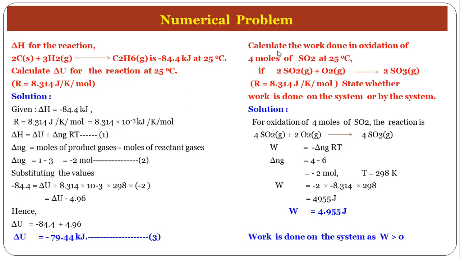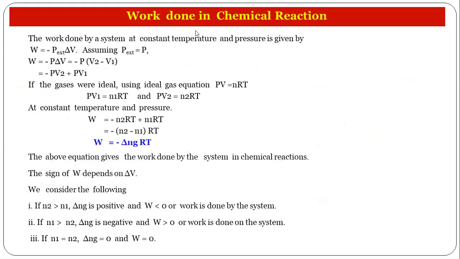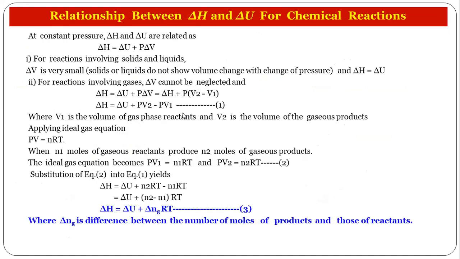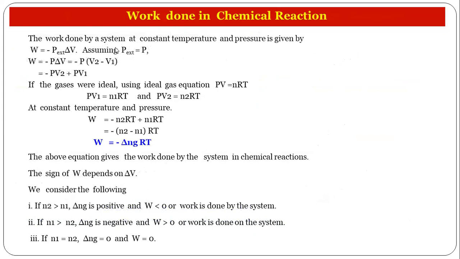Then also we will discuss this numerical, calculate the work done. This work done in chemical reactions is the same as this equation. The work done by the system at constant temperature and pressure is given by, this is a thermodynamic work. Already you discussed this thermodynamic work. W is equal to minus P external into delta V. Assuming P external is equal to P, W is equal to minus P dV. Put these values in this equation according to the ideal gas equation. So this equation is important: W is equal to minus delta Ng RT. Here delta Ng is the change in number of moles and R is the gas constant.